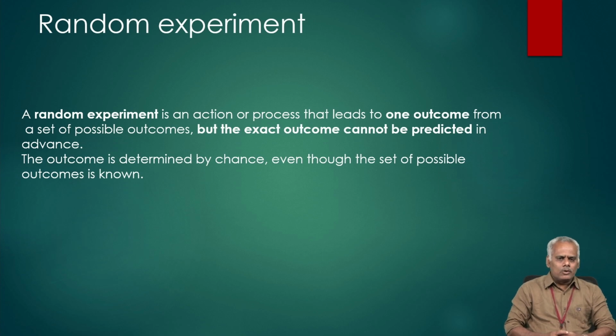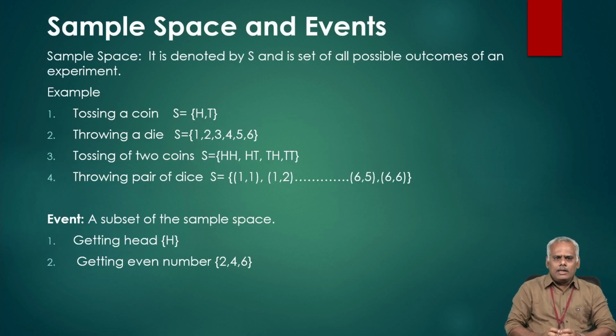For example, if you toss a coin, there are two possibilities. Either you will get head or tail, but we cannot predict which one. Similarly, if you throw a die, there are 6 outcomes. Either you will get 1, 2, 3, 4, 5 or 6, but the exact outcome is unknown. Clear? Now sample space and events.